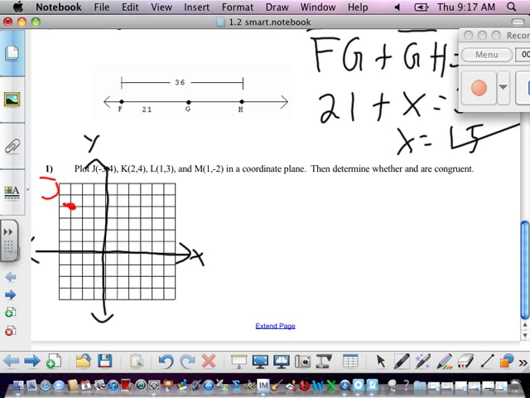K is at 2, 4, so I'm going to go over 1, 2, up, 1, 2, 3, 4. Make sure to label it K. L is at 1, 3. Make sure to label it L. And then we've got M is at 1, -2.